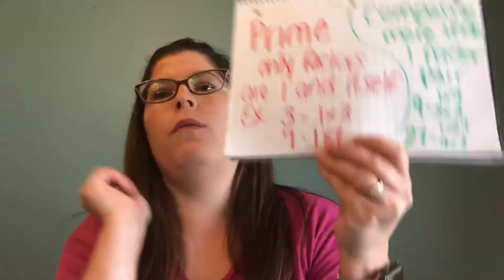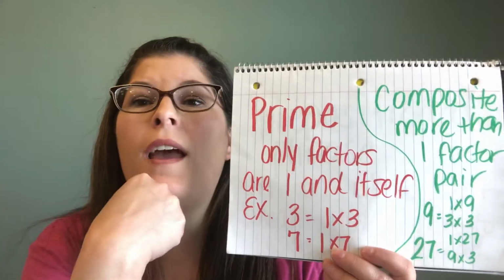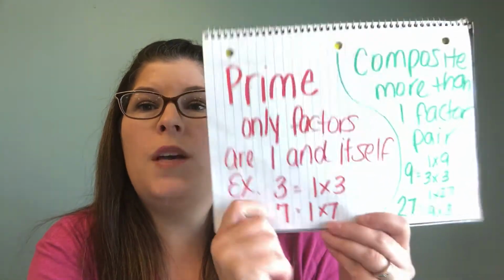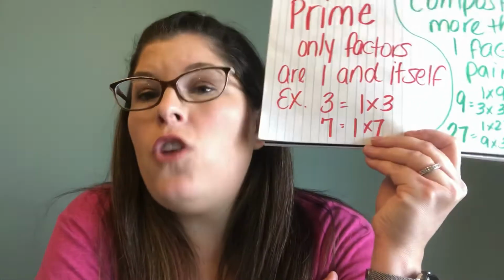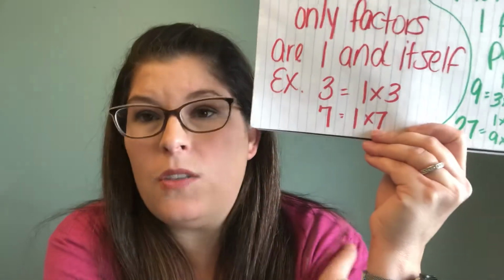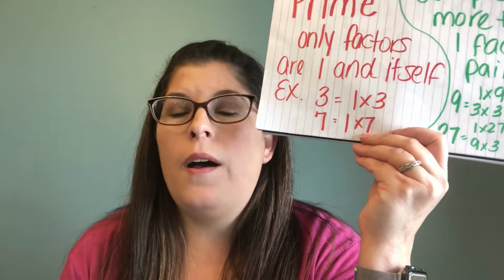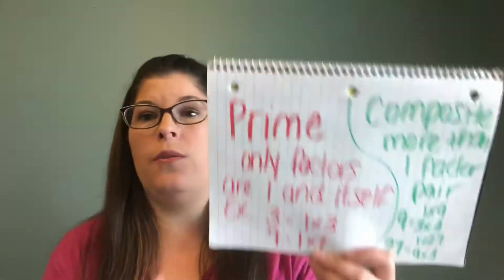Let's do a quick review. Prime numbers mean the only factor pair is one and itself. So for example, 3 equals 1 times 3, 7 equals 1 times 7. There are no other numbers that I can multiply to get 3 or 7. And there are lots of prime numbers throughout. So if you need to, you can look at your multiplication chart too.